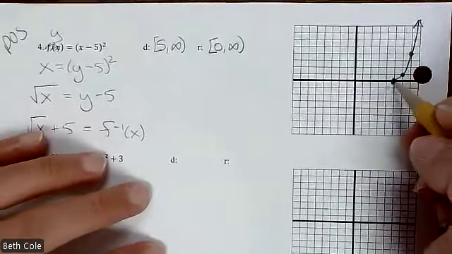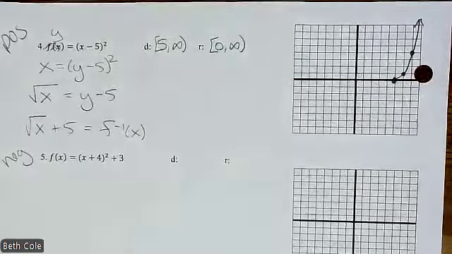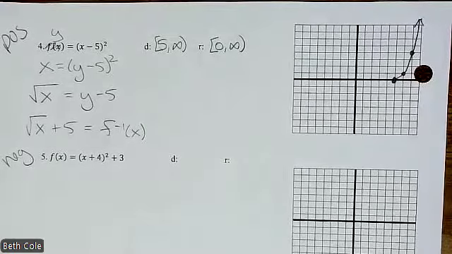Because that point is included on here. It's on the graph. It's part of the party. If there was an asymptote, we would use a parenthesis because it would never touch that point. Does that make sense? Good.